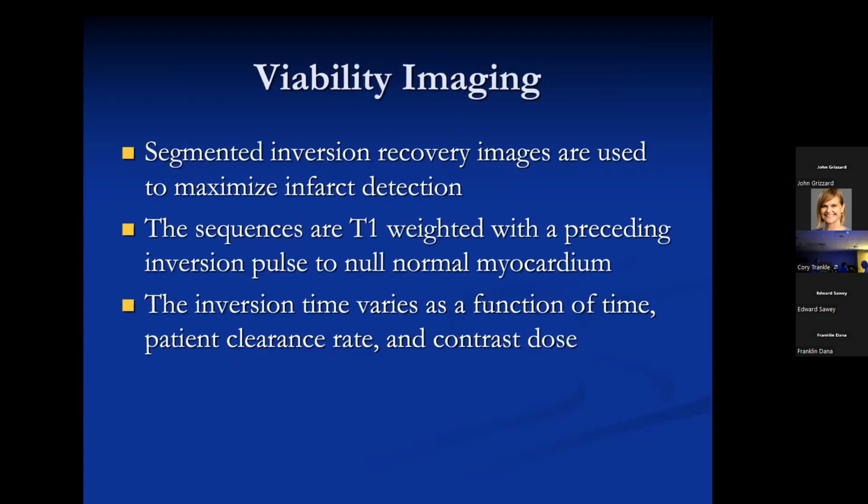So what are these late gadolinium enhancement images? They're segmented, meaning acquired over multiple beats, inversion recovery images. We're using the inversion recovery to knock out the signal from the normal myocardium, because normal myocardium takes up contrast as well. The right inversion time to use varies as a function of how long after the contrast you're imaging, how fast they clear the contrast, and how much contrast you gave. So if you use less contrast, you'll have to image earlier. You'll have to use a longer inversion time. If you're late, you're maybe 15 minutes out, you use a higher inversion time, etc.